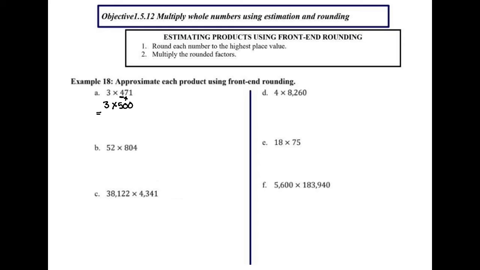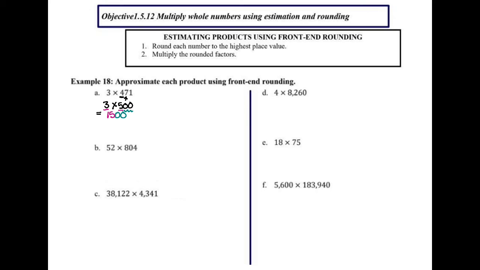Okay, now this is equal. We're going to do 5 times 3 is 15, and then add these 2 zeros on the end because we dropped them and now we need to put them back. So 1,500 is your answer.